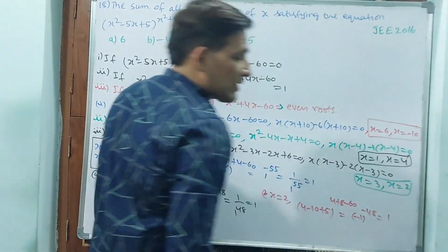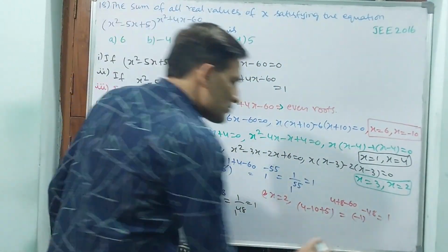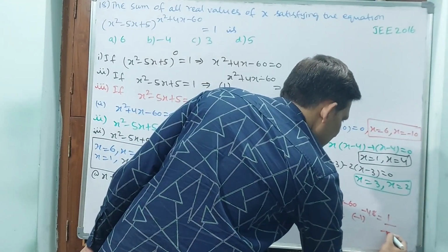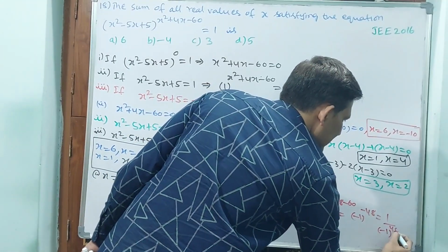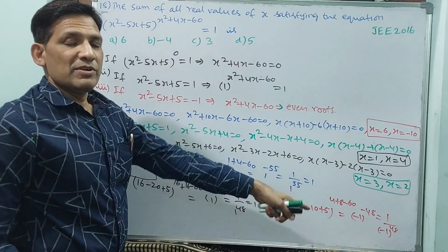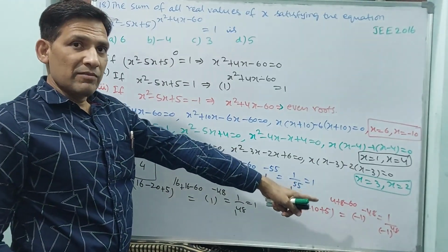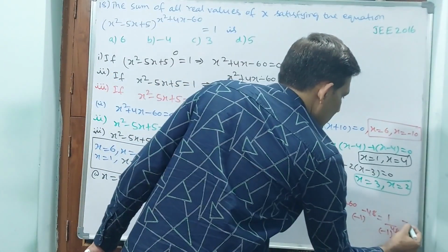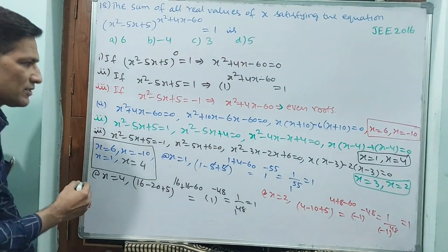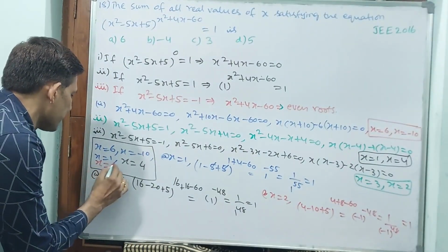This is also 1. Why? Because how is it going to come? 1 by minus 1 power 48. Minus 1 power 48 means even. Even number means 1 will come. Numerator by denominator, 1 by 1, 1. That means x is equal to 2 is also okay.